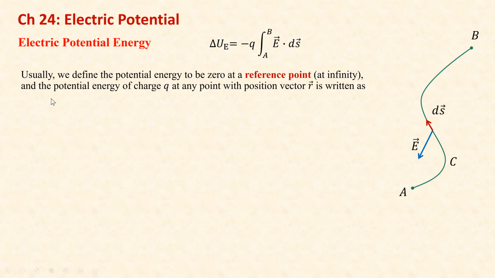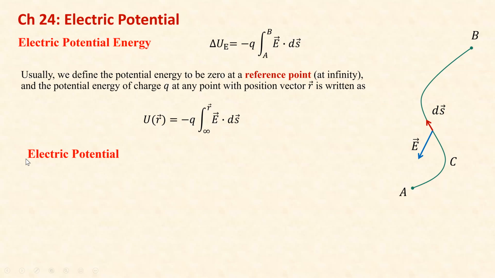So the potential energy of a charge at any other point with position vector r, with respect to that reference point, will be U at any point r equal to negative Q times the integral from infinity to r, or from the reference point to r, of E dot ds. So sometimes this reference point is infinity, but sometimes it is not.